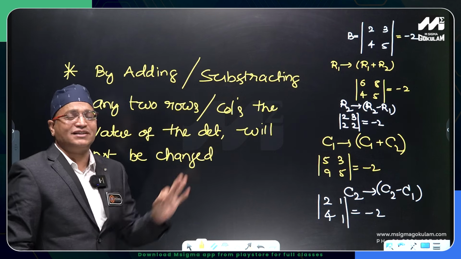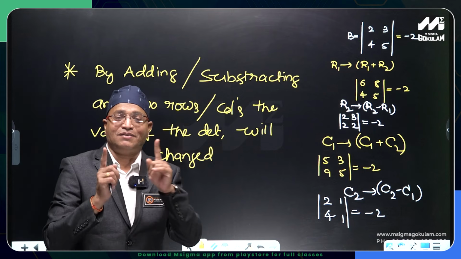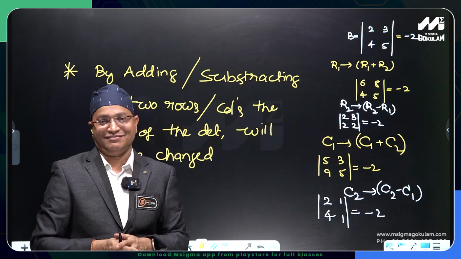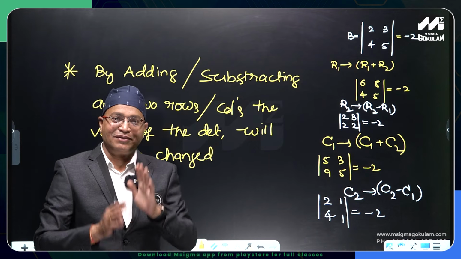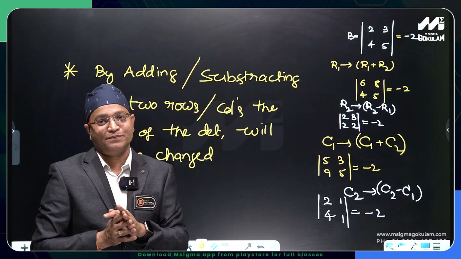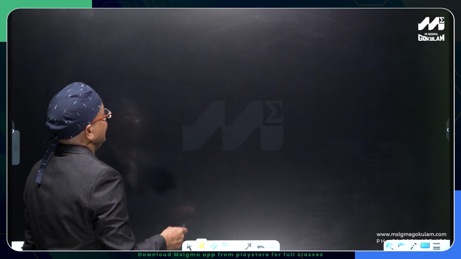I am taking one simple 2 by 2 determinant. But remember, it is applicable for 3 by 3, 4 by 4, n by n, whatever the order. It is easy to understand with the 2 by 2 case, but don't think that it is applicable only for 2 by 2. Okay? Next. Now, you observe another example.